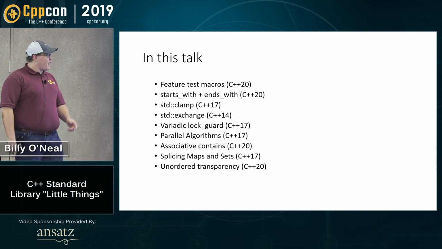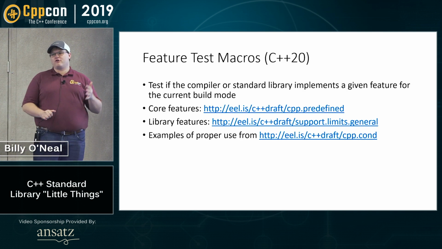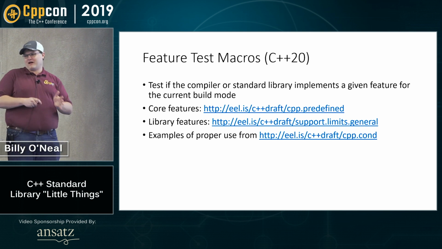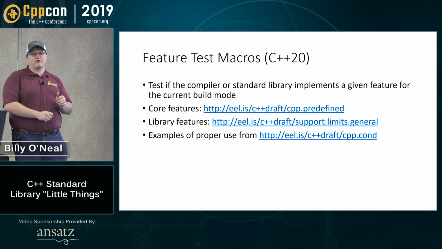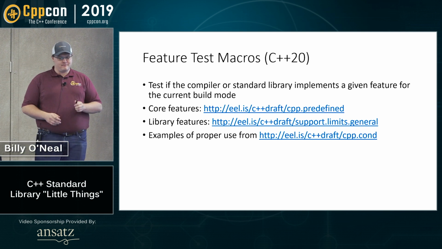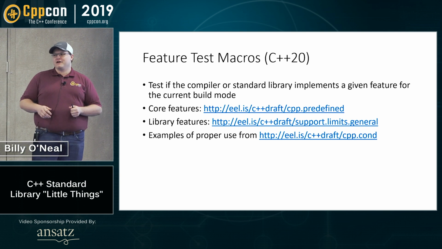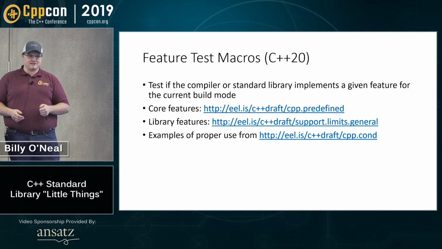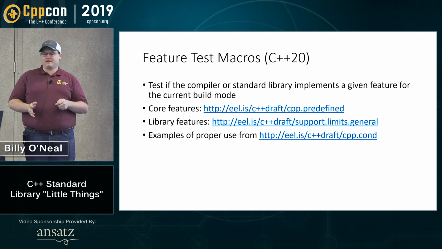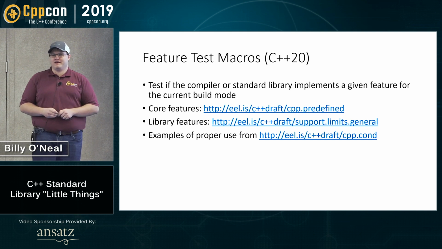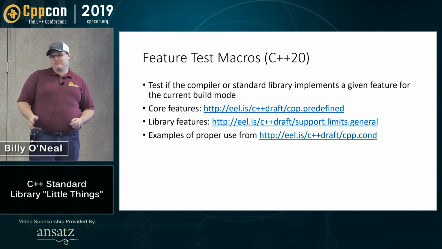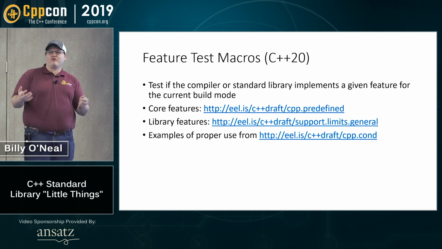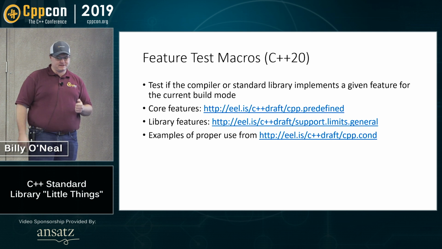So I'm going to start with feature test macros. I know I said that this was a library focused talk, and a lot of the point of feature test macros is for core stuff. But I wanted to include this because you might want to know if you can use any of these features that I'm going to be talking about. These are officially added in C++20, but implementations are adding them for previous language modes because that's the whole point of being able to ask if this feature is present.